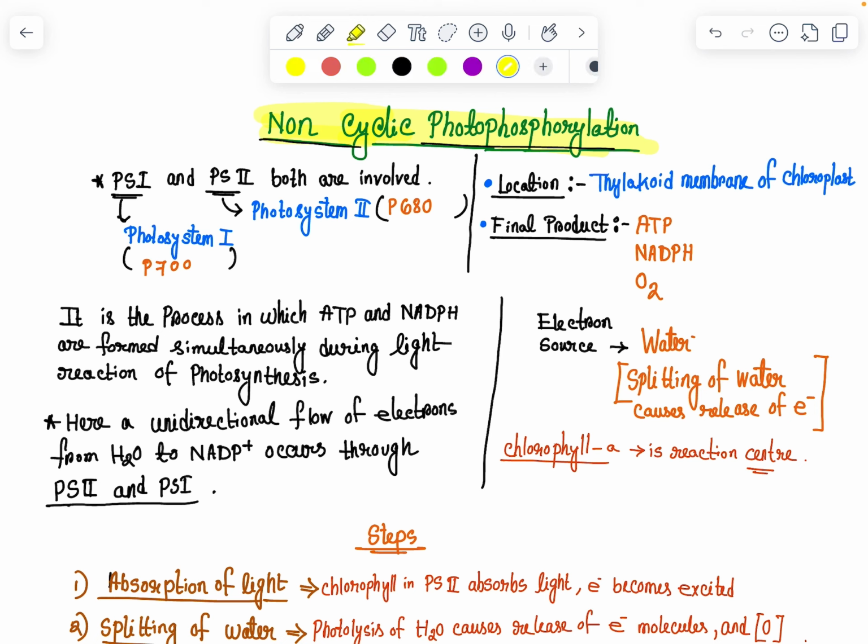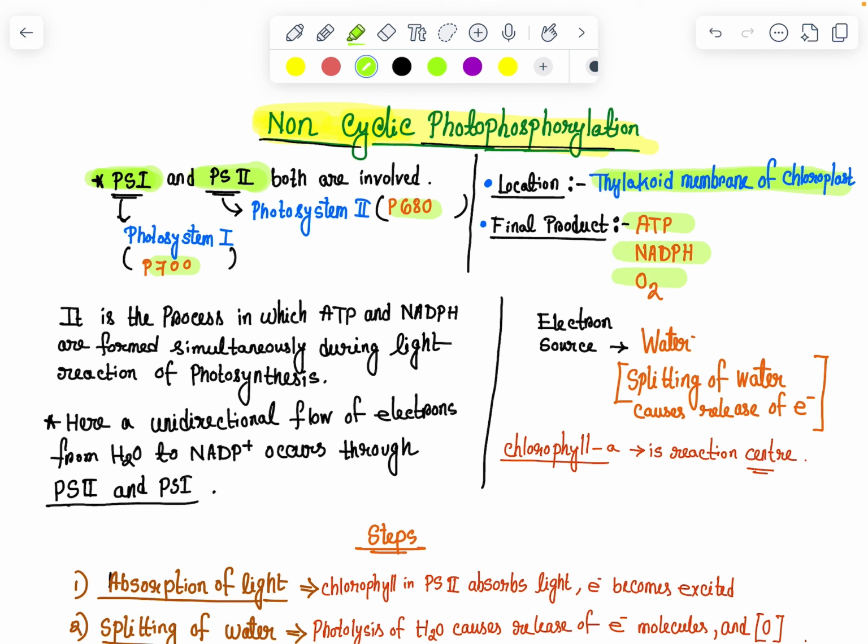So during the non-cyclic photophosphorylation, what is happening? PS1 and PS2 both are involved. PS1 gets excited at 700 nanometer wavelength of light and PS2 gets excited at 680 nanometer wavelength of light. Both of these are involved during this process. The location for the non-cyclic photophosphorylation is the thylakoid membrane of the chloroplast, and the final products are ATP, NADPH and O2.